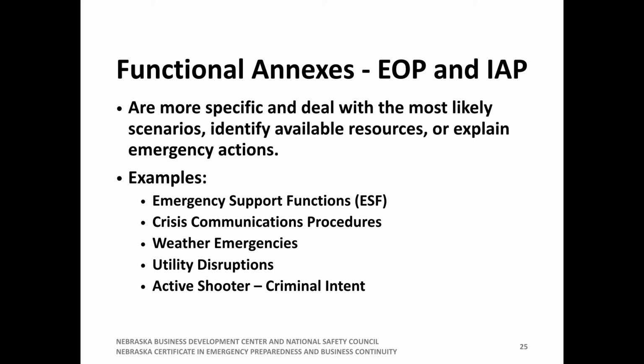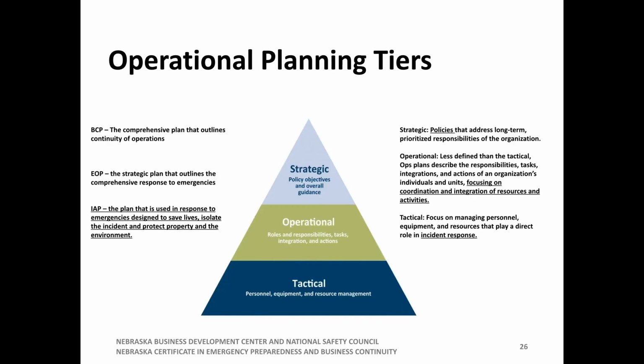Examples include annexes outlining crisis communication procedures, or how the company plans on dealing with weather emergencies that occur during business hours. Other examples include technological disruptions, like utilities or information management systems. Another emerging issue is the threat associated with active shooters, or those with other criminal intentions impacting the business. At this point, there may be some confusion as to which plans are which.